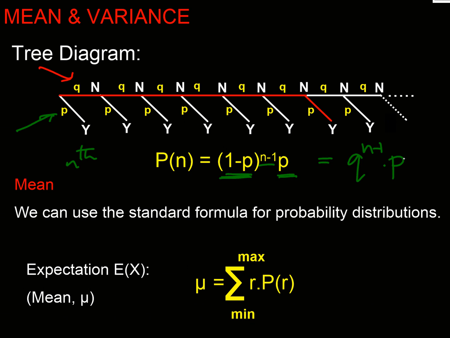So let's find the mean and variance now. Well, how do we find a mean? Well, we take each of the values and we multiply it by the probability of its occurrence, and we sum them up. Our range in this case, well, we could be successful on the first, and theoretically the maximum would be infinity because this could go on and on and on forever.